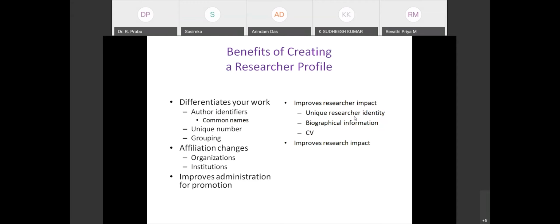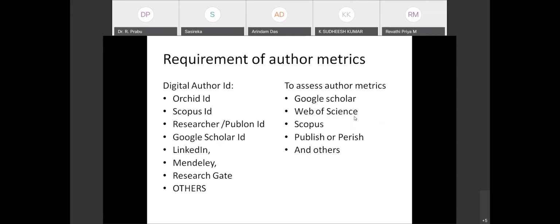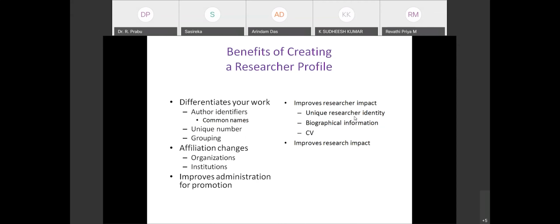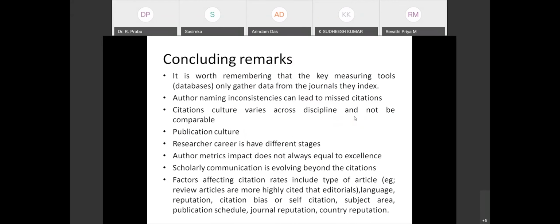So whenever you have free time, just visit ORCID and Scopus and everything. Okay, so this is my concluding remarks.